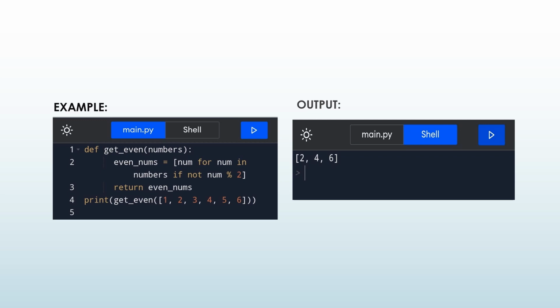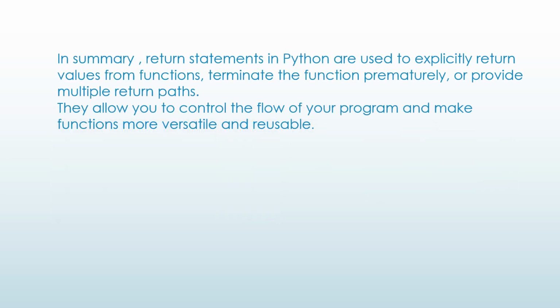In the example provided, the function is called with the list 1, 2, 3, 4, 5, 6. The output 2, 4, 6 is returned because these are the only numbers in the input list that are divisible evenly by 2, the even numbers. In summary, return statements in Python are used to explicitly return values from functions, terminate the function prematurely, or provide multiple return paths. They allow you to control the flow of your program and make functions more versatile and reusable.